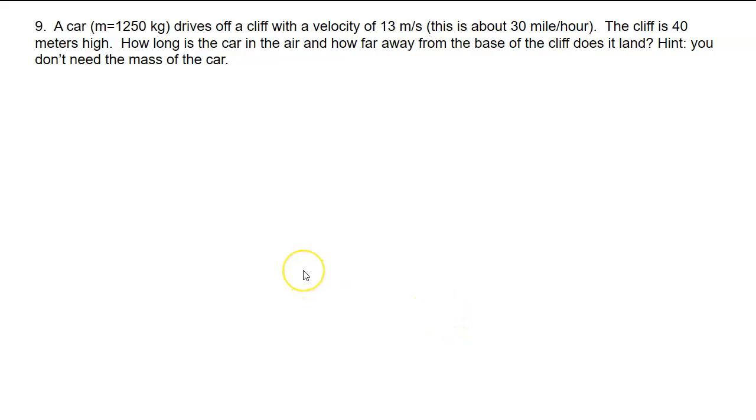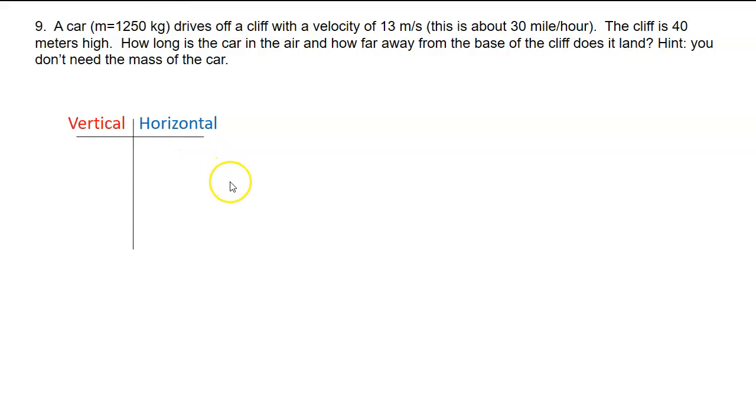A car with a mass of 1,250 kilograms drives off a cliff with a velocity of 13 meters per second. 13 meters per second is about 30 miles per hour. The cliff is 40 meters high. How long is the car in the air? That sounds like time. And how far away from the base does it land from the cliff? It sounds like distance. Hint, you do not need the mass of the car. Yeah, we've thrown that in there to throw a little wrench in things.